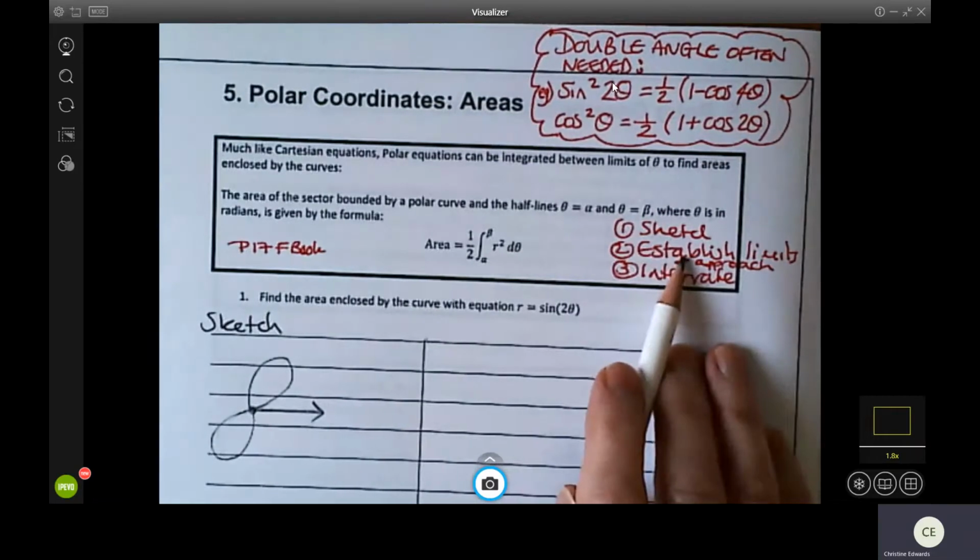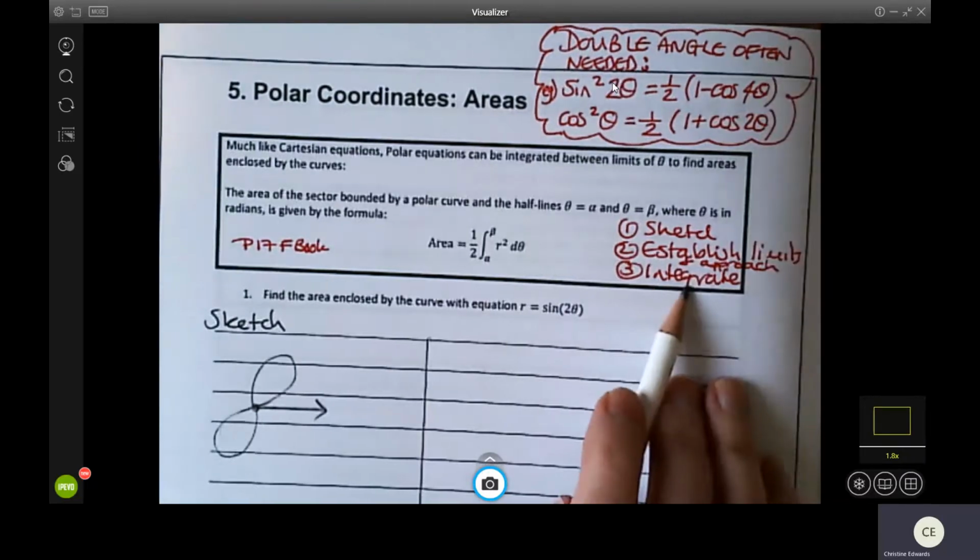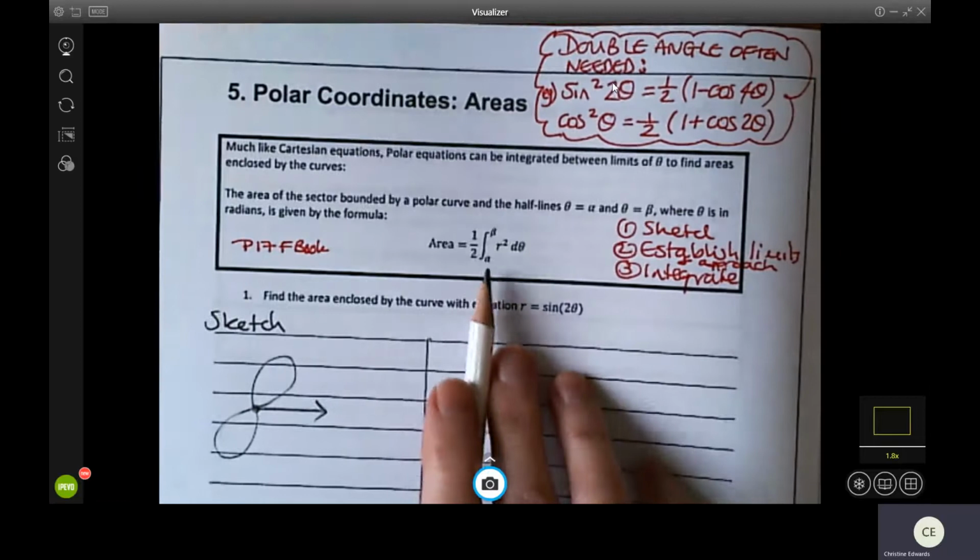Then you need to establish the limits. Sometimes they will be given to you in the question. Sometimes you just use between 0 and 2 pi, but as we will see when we do example 1, we sometimes need to do a little bit more work to establish the limits we are going to work with. And then you integrate. The area of a polar curve is given by this formula here, which is on page 17 of your formula book.